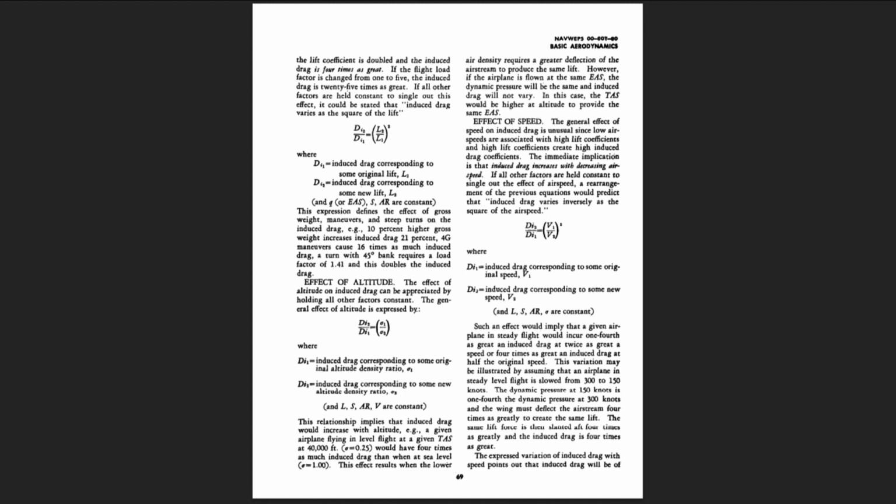This relationship implies that induced drag would increase with altitude, e.g., a given airplane flying in level flight at a given TAS at 40,000 feet, σ = 0.25, would have 4 times as much induced drag than when at sea level, σ = 1.00. This effect results when the lower air density requires a greater deflection of the airstream to produce the same lift. However, if the airplane is flown at the same EAS, the dynamic pressure will be the same, and induced drag will not vary. In this case, the TAS would be higher at altitude to provide the same EAS.